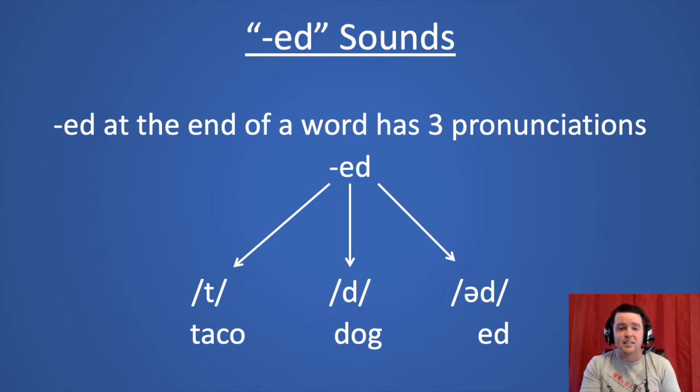Now, ED has the same spelling, but magically has 3 different pronunciations. The first pronunciation is t, like taco. The second pronunciation is d, like dog. And the third pronunciation is ud, which has that ED sound, I call it. Now, I call them taco, dog, and ED sounds or ud sounds because I like tacos and I like dogs, and it can be difficult to hear the sound when you're pronouncing it alone. So I'm going to call them taco sounds, dog sounds, and ED sounds.